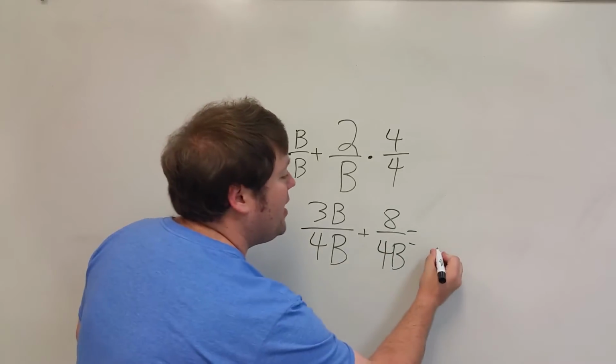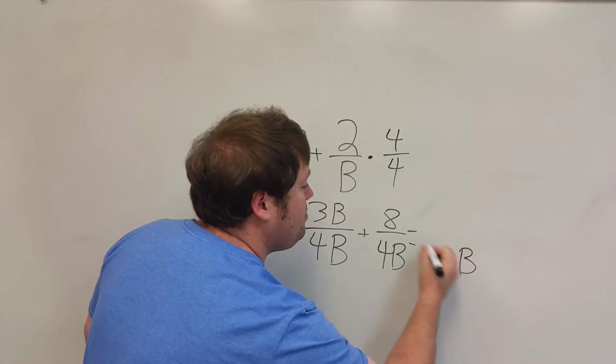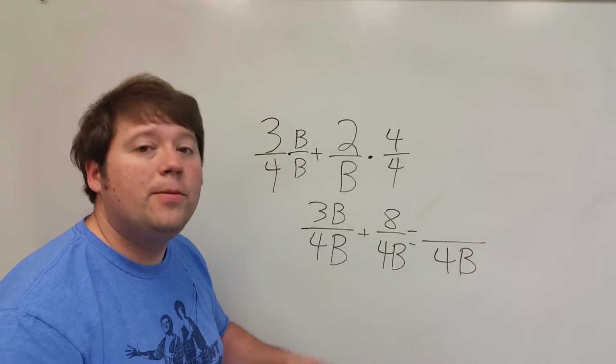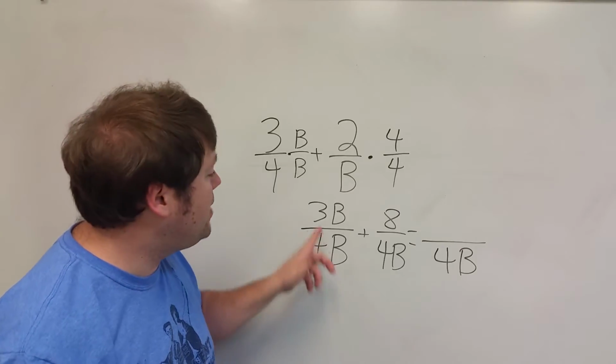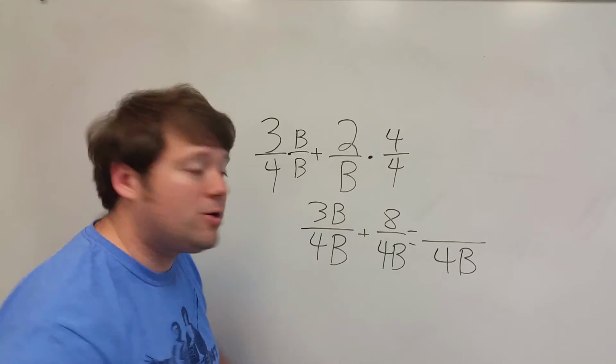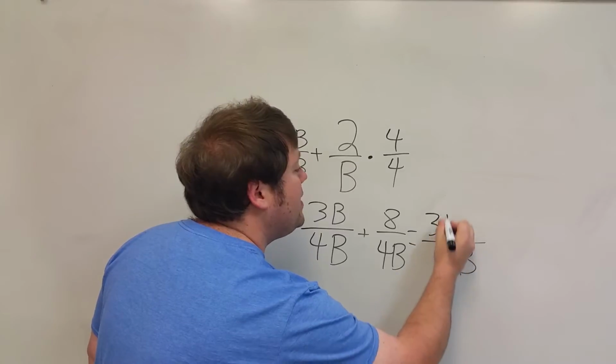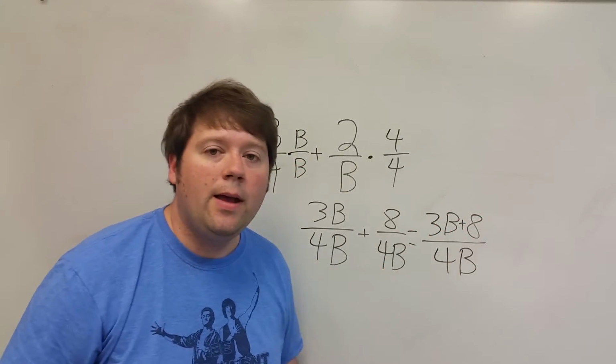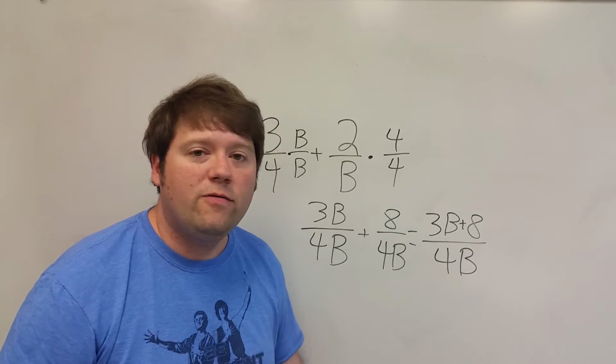Common denominator is 4b. Our numerators, they're not like terms, so we can't add them, but we can write it as an addition problem. 3b plus 8. That's our numerator, 3b plus 8. And there's our answer: 3b plus 8 over 4b.